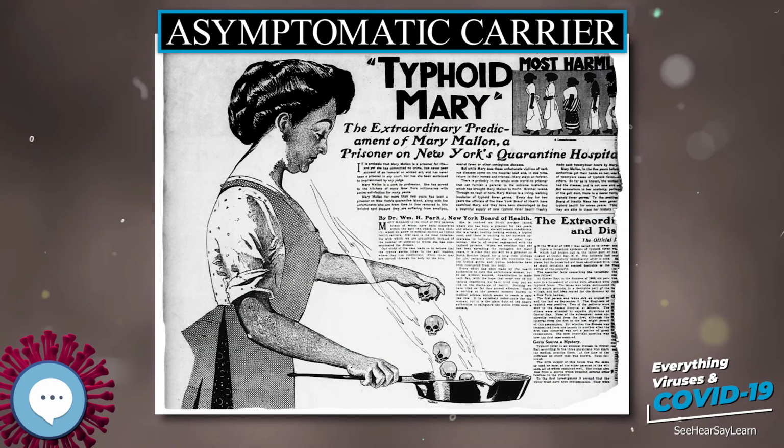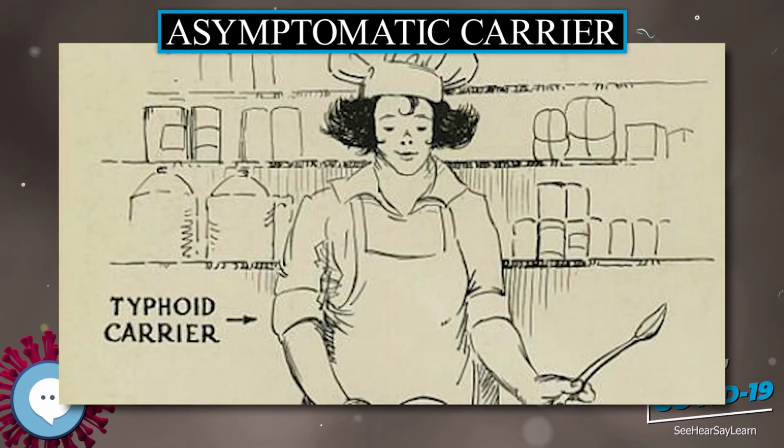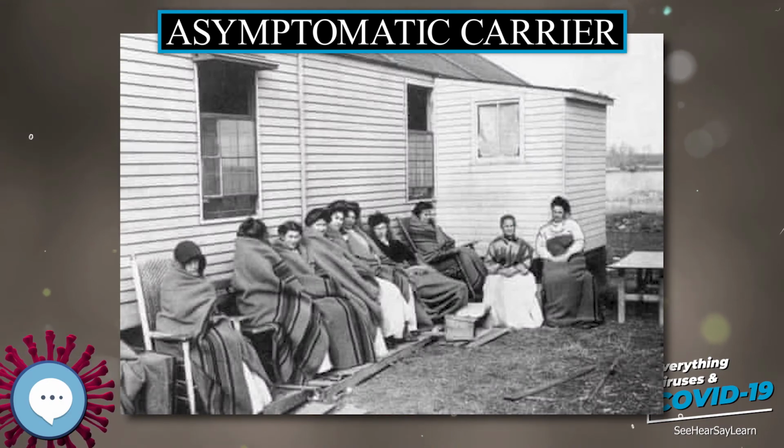Despite appearing perfectly healthy, it is estimated that Mary infected about 50 people before she was quarantined. Scientists calculate that between 1% and 6% of individuals infected with Salmonella Typhi become chronic, asymptomatic carriers like Mary.